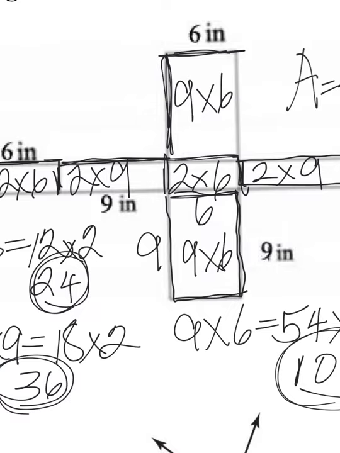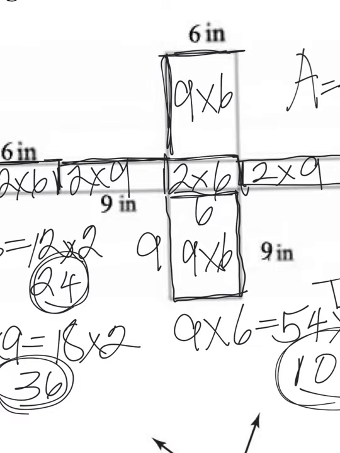So to find the total surface area of that rectangular prism, you'd have to add 24 plus 36 plus 108. 4 plus 6 plus 8 is 18. Carry the 1, 5, 6, and 1. The total surface area is 168, and you have to label inches squared. 168 inches squared for the entire surface area.